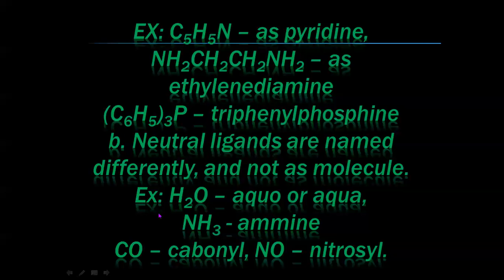Now, neutral ligands are named. How to write the name of a neutral ligand? These are named differently and not as a molecule. For example, H2O, we call it water, but here we have to name H2O as aqua, but generally we write aquo. For NH3, that is ammonia, we use amine. For a molecule like CO, we write carbonyl. For a molecule like NO, nitrosyl is used.